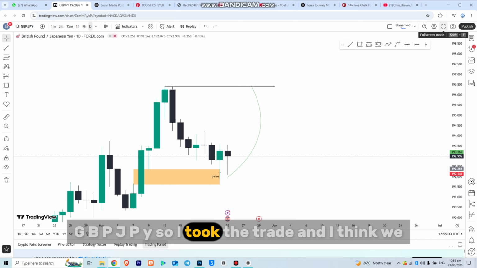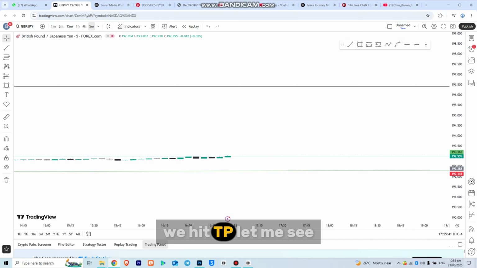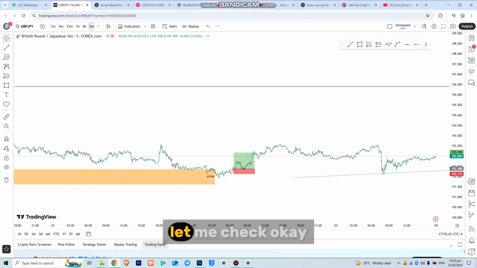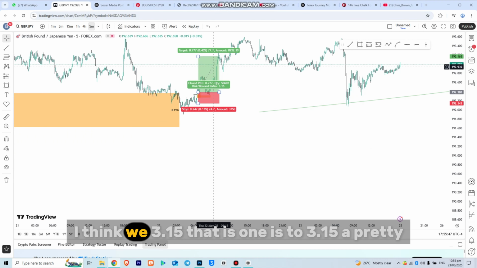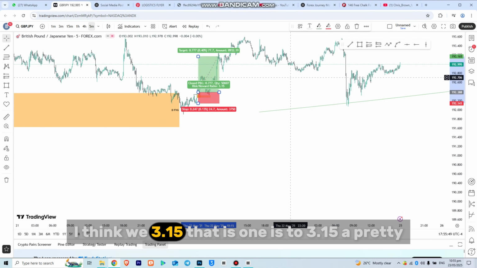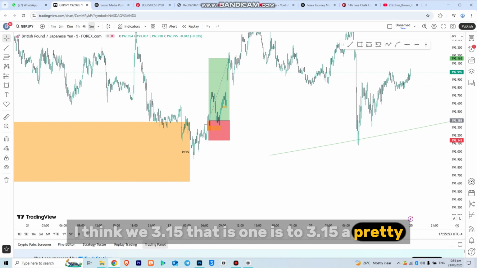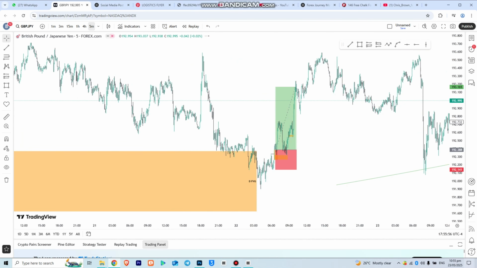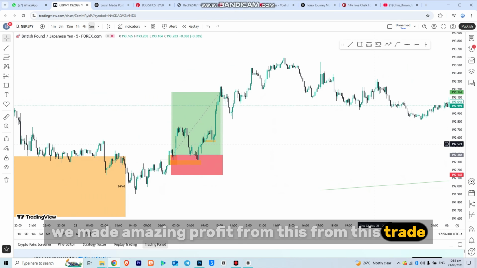GBPJPY, I took the trade, and I think we hit TP. Let me check. Okay, yeah, this is the trade. I think we got 1:3.15. That's a pretty amazing profit. We made amazing profit from this trade.